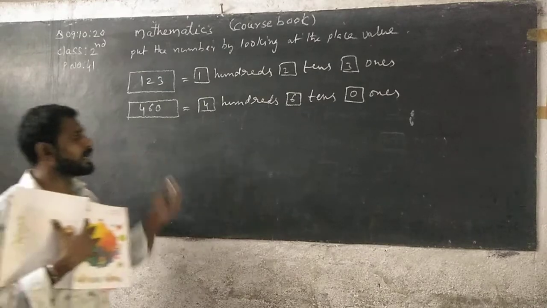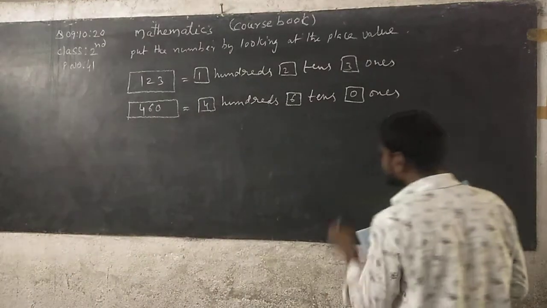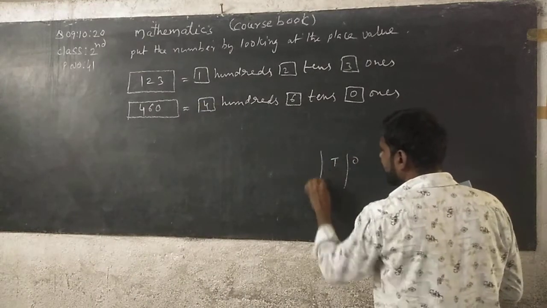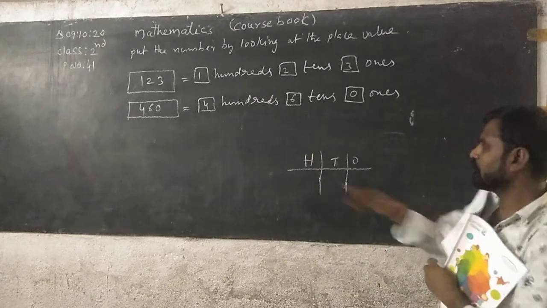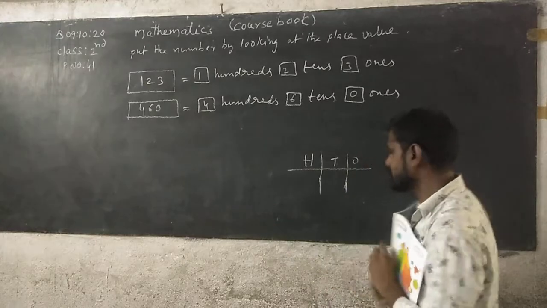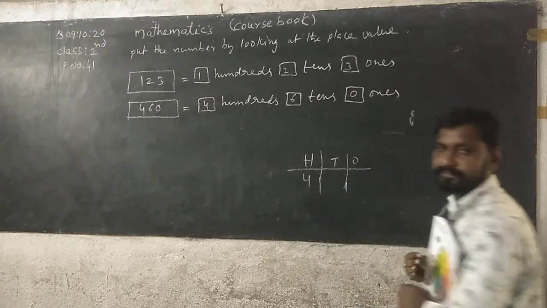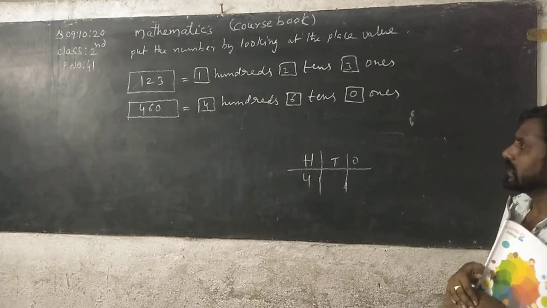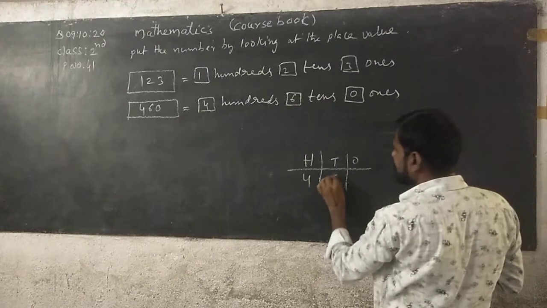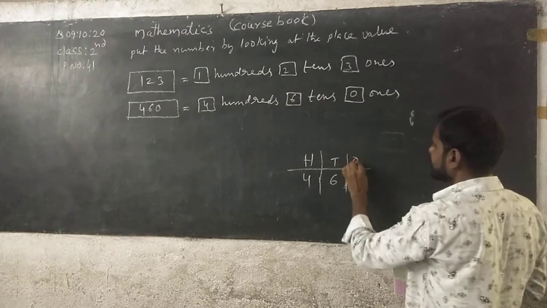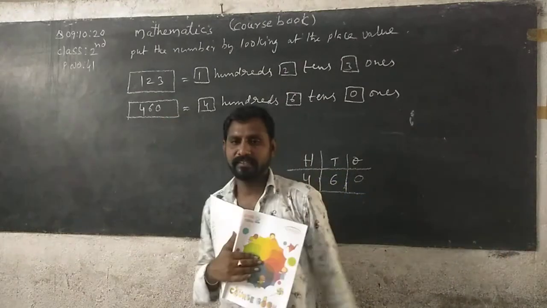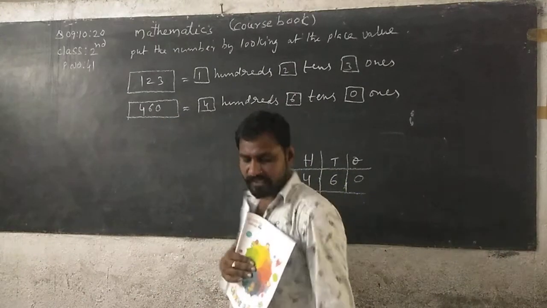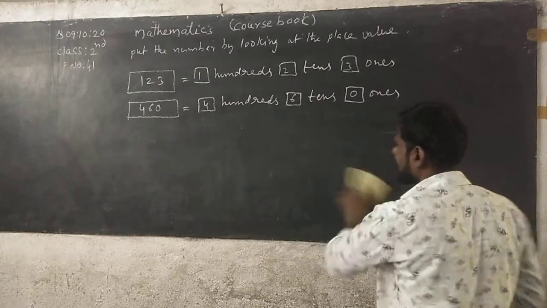If you have any problem, you can write like this: ones, tens, hundreds. So 4 is in hundreds place. Next, 6 is in tens place. 0 is in ones place. What is the number? 460. Did you understand?